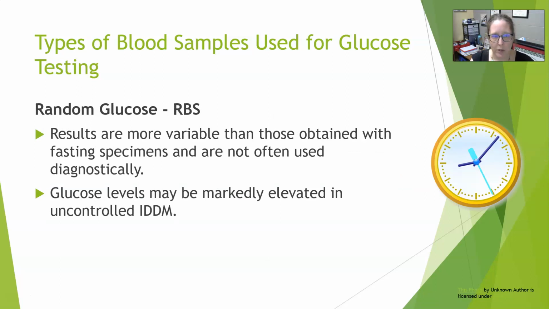Then the random glucose. The results are more variable than those obtained with fasting specimens. They are not often used diagnostically. Glucose level can be markedly elevated in uncontrolled insulin-dependent diabetes. If a patient presents to the ER with signs and symptoms and problems with their blood glucose, it will likely be a random blood glucose level. And in those cases, for example, if the blood glucose is above 200, then that would be diagnostic or at least highly suggestive of diabetes.